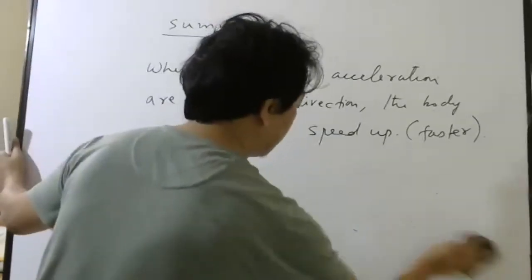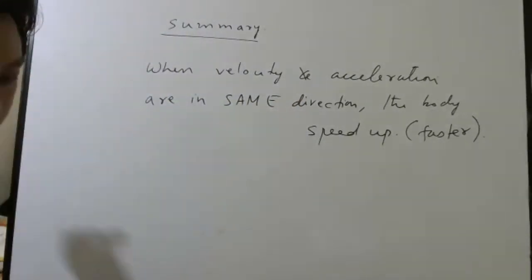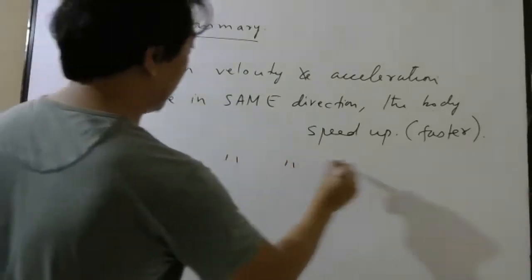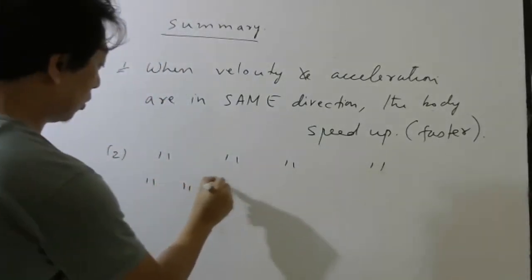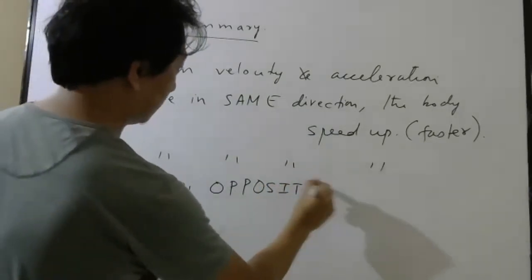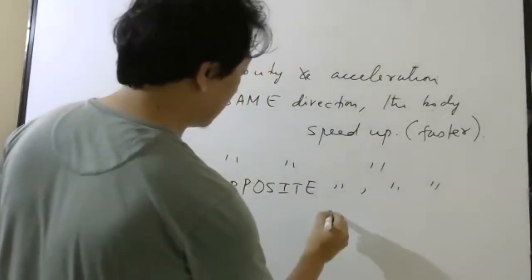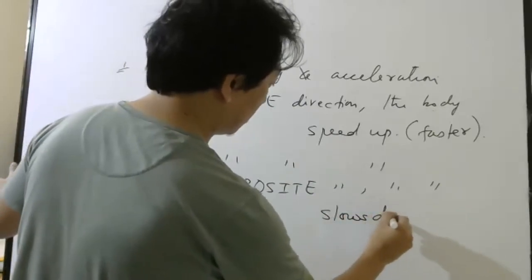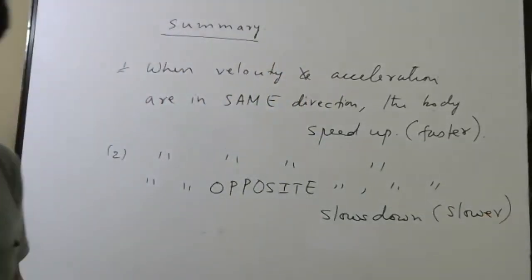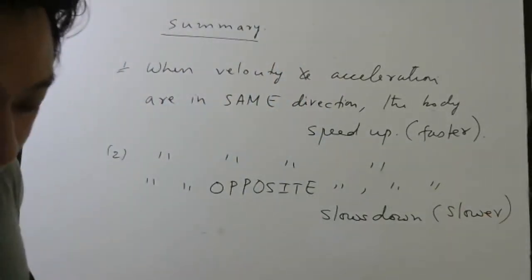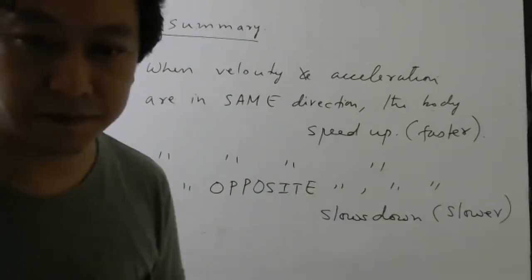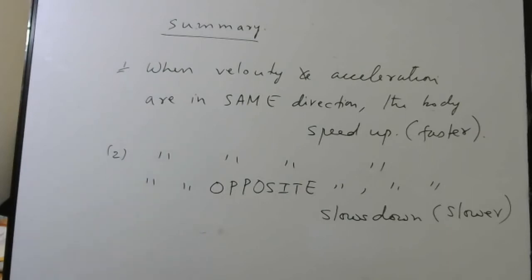And the other point: when velocity and acceleration are in opposite directions, the body slows down. Slows down means it will move slower. So these 2 things, will you be able to remember, students? One of you can say, everybody need not say. Okay, please write down.